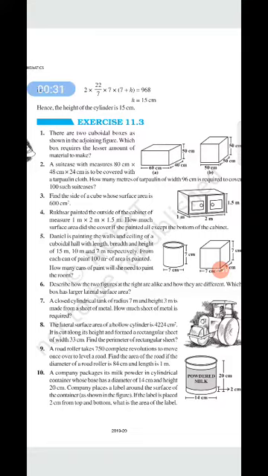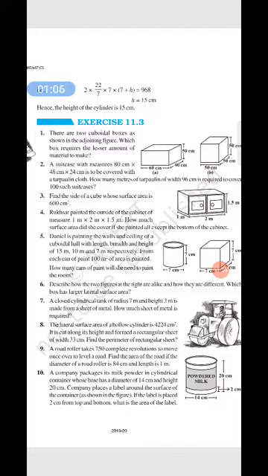The first question, have a look everyone. There are two cuboidal boxes as shown in the adjoining figure. Which box requires the lesser amount of material to make? First of all, in your copies, make a cuboid as shown in the figure with the same dimensions: 60 centimeter, followed by 40 centimeter here, and 50 here.